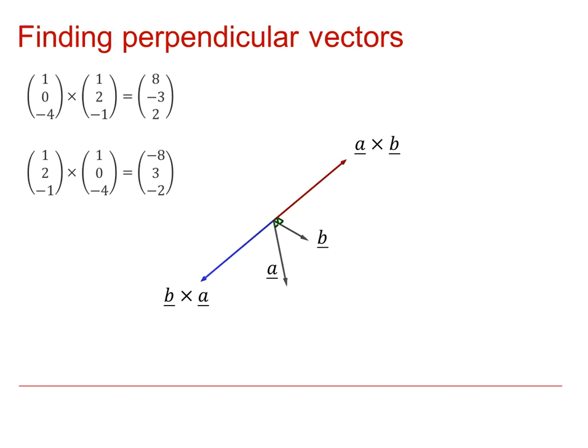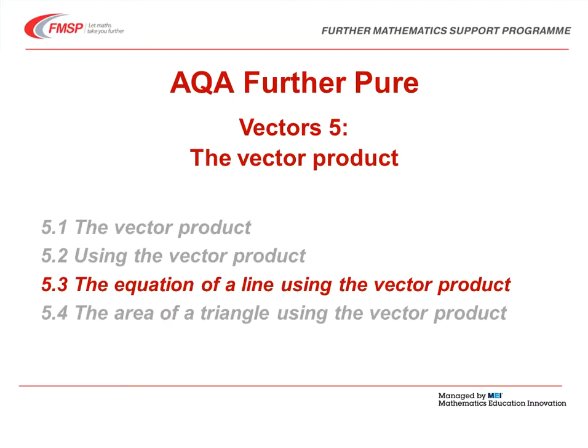So remember then that the cross product between two vectors is going to be a vector which is normal to the two vectors, and also that A cross B is going to be completely the opposite direction to B cross A. And then we can use this to find the equation of a plane, because we can get the normal to the plane by taking the cross product of two vectors which are contained in the plane. That completes this video on using the vector product. In the next video we'll be looking at the equation of a line using the vector product.